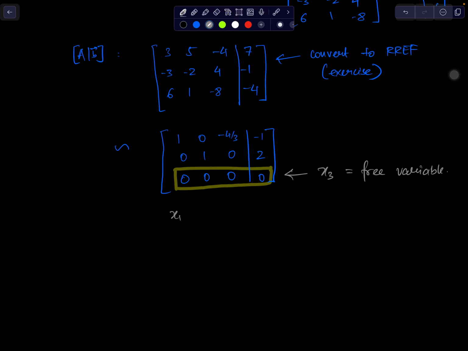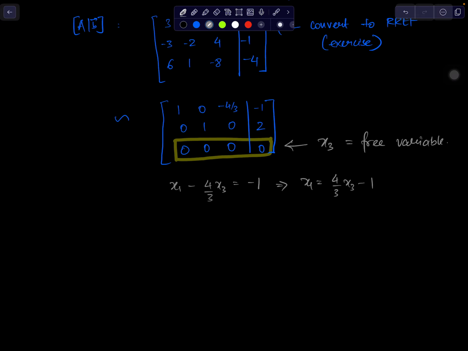So you get from the first row that x1 minus 4 over 3 x3 is equal to minus 1. So you can write x1 in terms of x3. So it's 4 over 3 x3 minus 1, right? Minus 1 was already there on the other side. And then the second equation simply tells you that x2 is 2. So that's already a done deal. Again, you get a particular value for x2 like you did in the homogeneous case. And then, of course, x3 is free, so that basically implies that x3 is just x3.